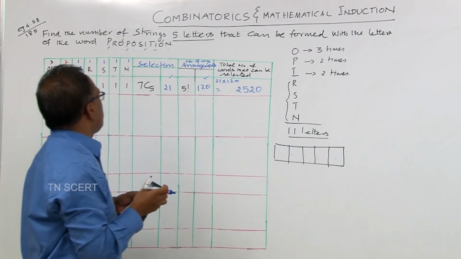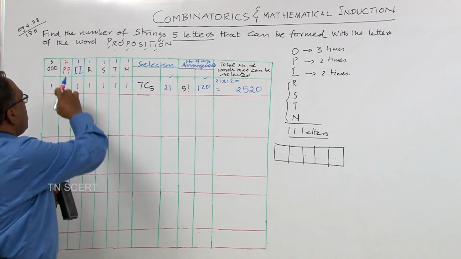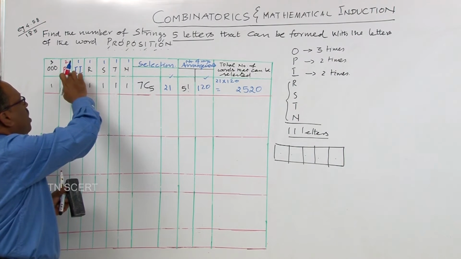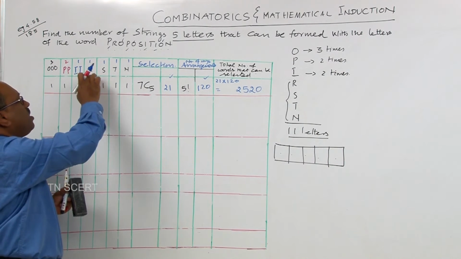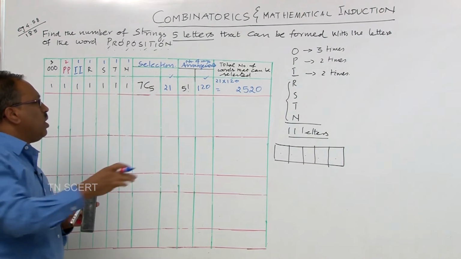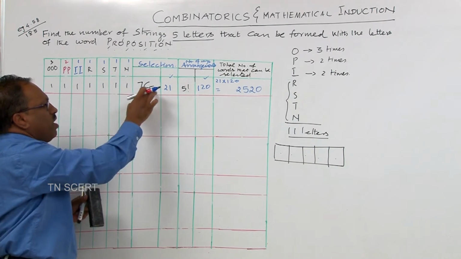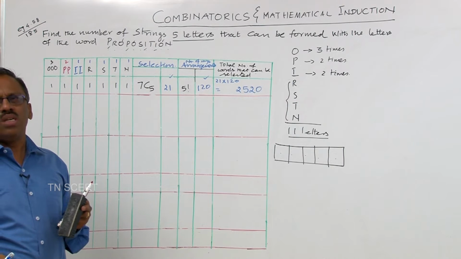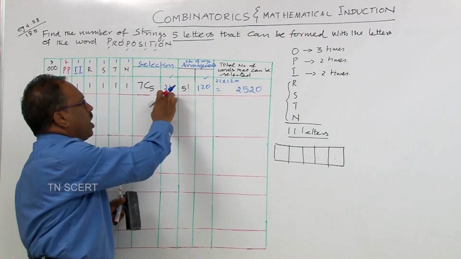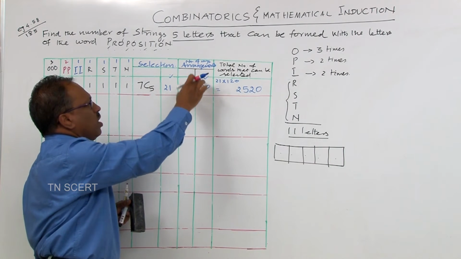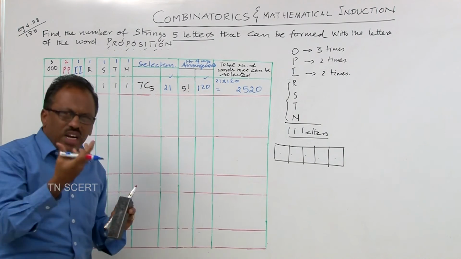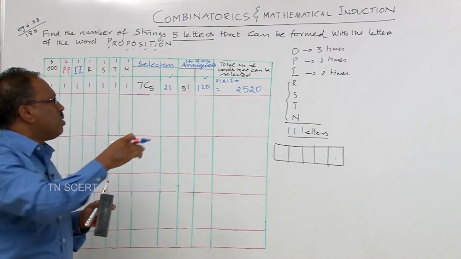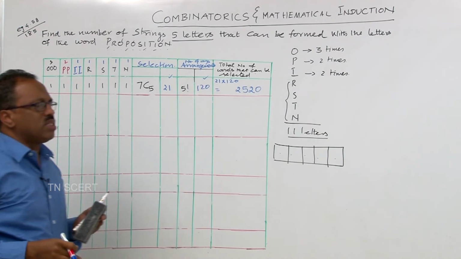First part. I repeat, O comes thrice, P comes twice, I comes twice, all the rest will be once. So this is the way out of 7, 5 will be placed. And here that is 21, and for this 5 factorial, the arrangements within the letters themselves, that is 5 possible, so 120 like this.